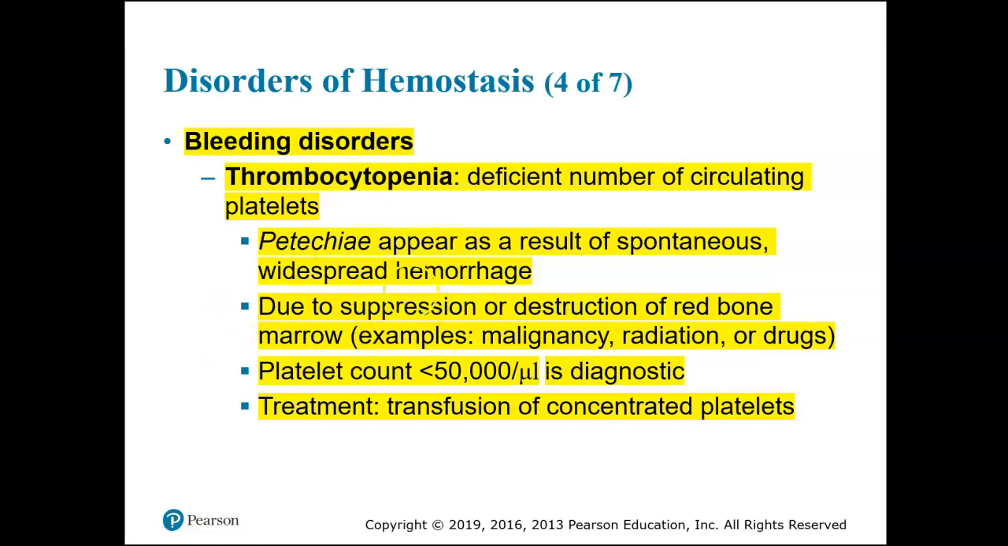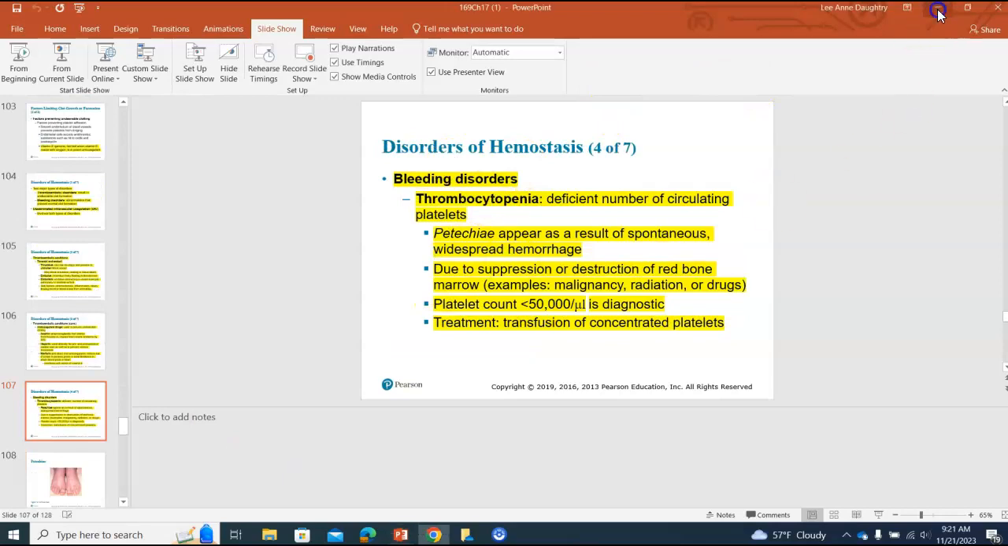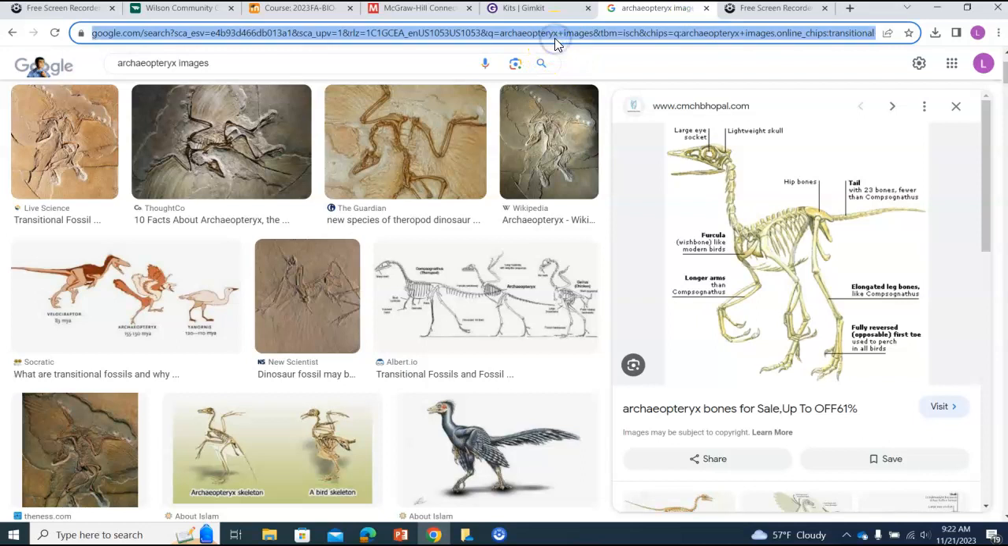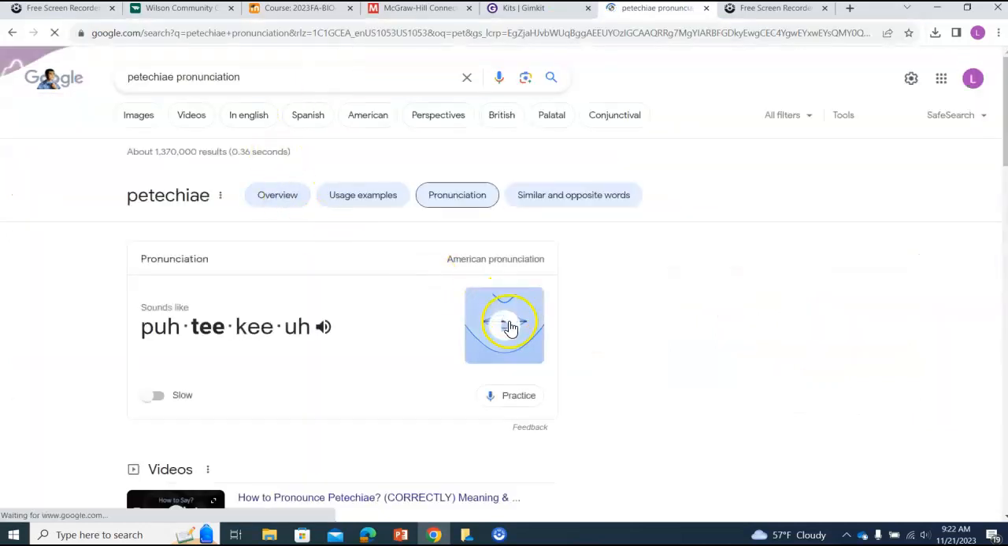I think you say this, petechia. In fact, let's do this. I always forget how to say that word. I think it's petechia, but we're going to look it up. Petechia. Yep, that's it. Okay, let's go back to the notes.